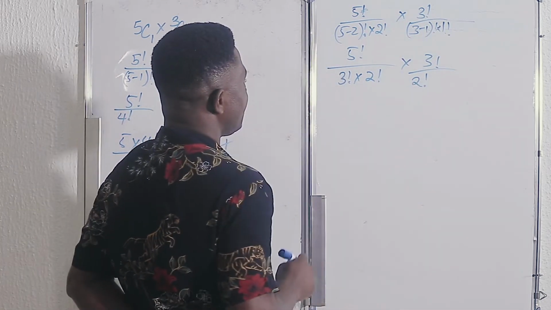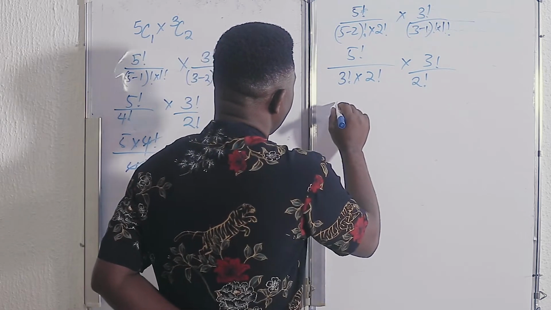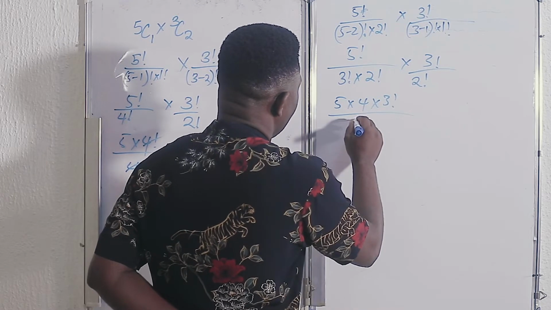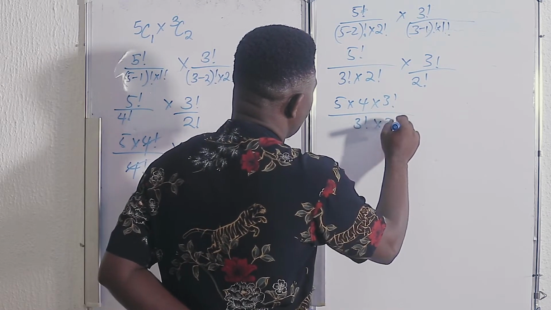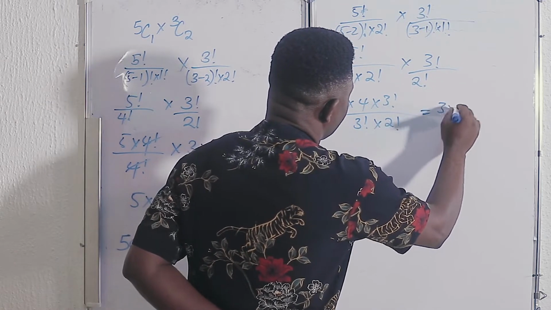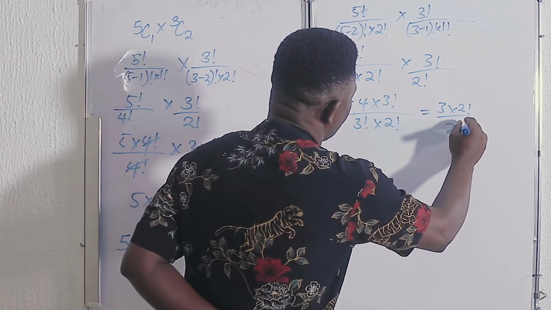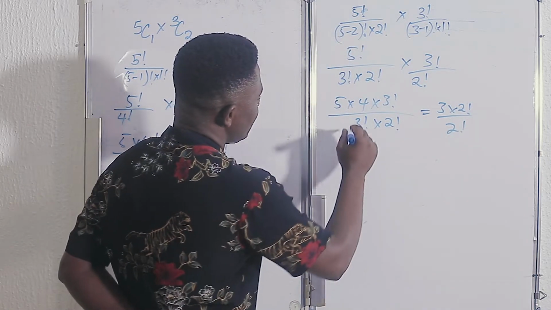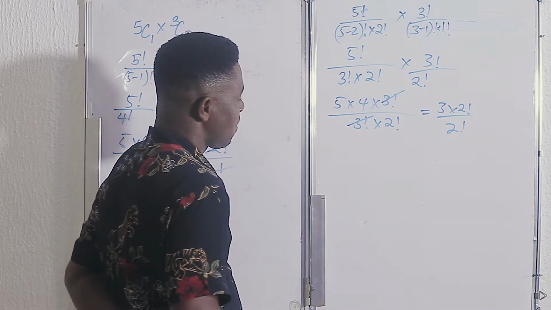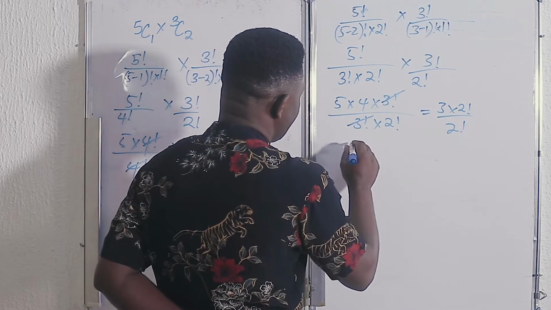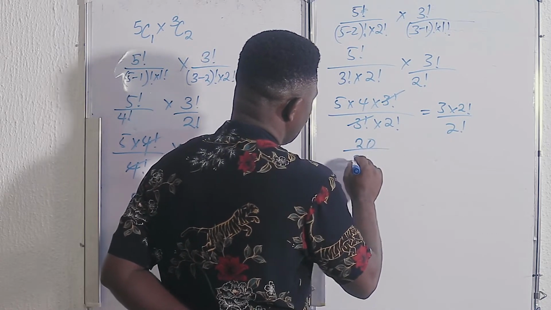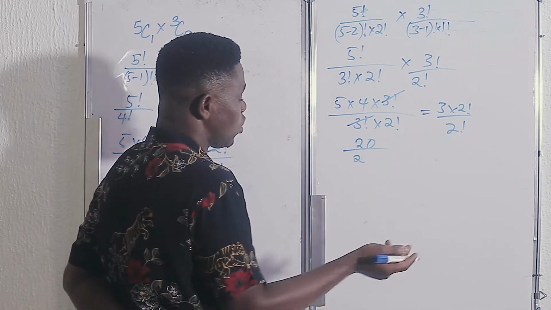Okay, so that will be it. Now this is going to be 5 times 4 times 3 factorial all over 3 factorial times 2 factorial. And this will be 3 times 2 factorial all over 2 factorial. 3 factorial will go with 3 factorial. So this will give you 5 times 4, which is 20, all over 2. 2 factorial is 2 times 1, which is 2.